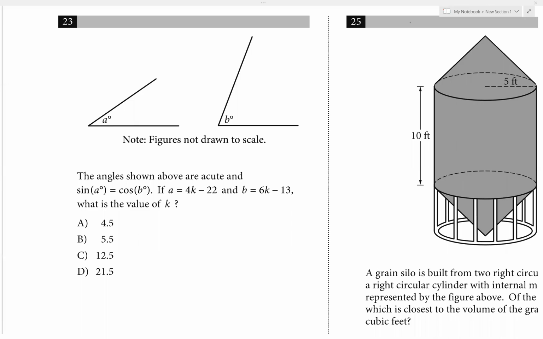All right, question 23. The angles shown above are acute and sine of A degree equals cosine B degree. If A equals 4k minus 22 and B equals 6k minus 13, what is the value of k? All right. So here we're trying to solve for k, and it seems like we have a trigonometry question.